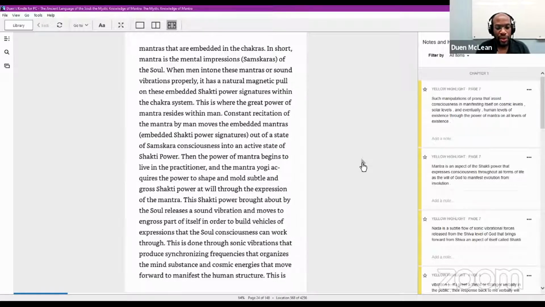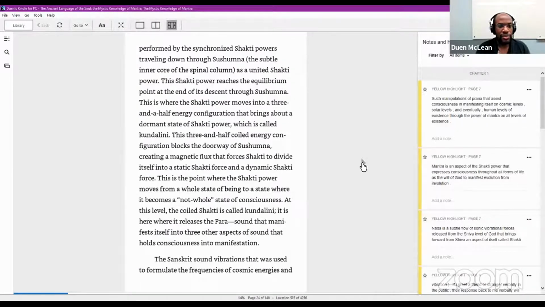This is done through sonic vibrations that produce synchronizing frequencies that organize the mind substance and cosmic energies that move forward to manifest the human structure. This is performed by synchronized Shakti powers traveling down through Sushumna, the subtle inner core of the spinal column, as a united Shakti power. This Shakti power reaches the equilibrium point at the end of its descent through Sushumna.